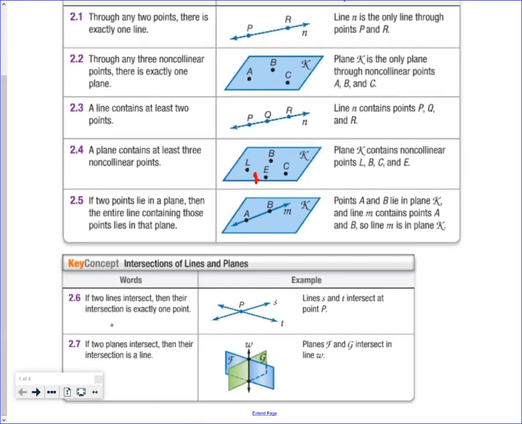2.6. If 2 lines intersect, where do 2 lines intersect at? We've talked about this. A point, right? And where do 2 planes intersect? A line, okay? So 2 lines intersect in a point, and 2 planes intersect in a line. I don't think I told you anything today that we haven't covered. It's just been a long time ago.